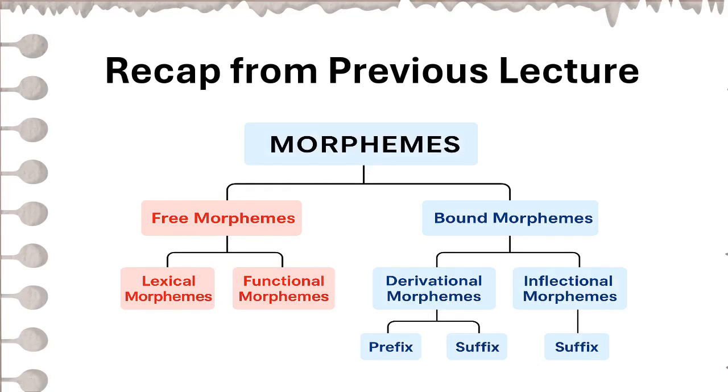Before we begin today's topic, let's take a quick look at this chart. The red section represents what we covered in our previous lecture, free morphemes and their two types, lexical and functional morphemes. In this lecture, we'll focus on the blue section, bound morphemes, and discuss their two main types, derivational and inflectional morphemes, along with their forms, prefixes, and suffixes. This will complete our understanding of the full classification and subclassification of morphemes.